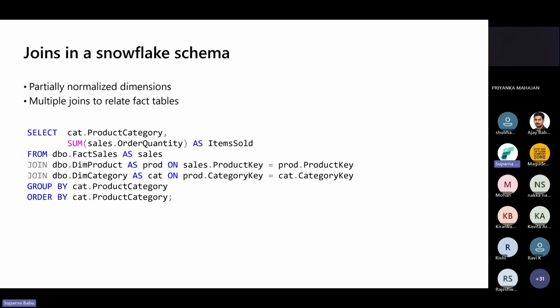Now here you can see there are some joins in the Snowflake schema. You can use multiple joins. Here, product category wise, I am going to create one new table of how many items sold. I am joining the fact table with dim product on product key, and again joining these two with dim category on category key. It means I'm joining more than two tables, followed by grouping and ordering it.